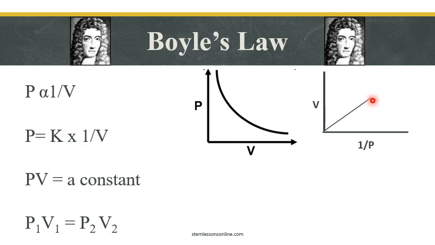And if you compare two samples, we can see that pressure times volume of the first sample equals pressure times volume of the second sample, P1 V1 equals P2 V2. This is the famous equation we use to solve Boyle's law problems. So remember, this is at constant temperature, and we are considering the number of moles is the same for all the other gas laws as well.